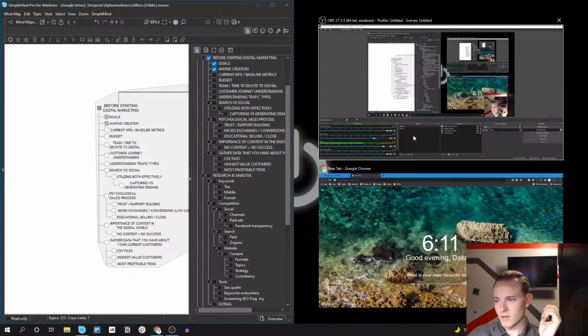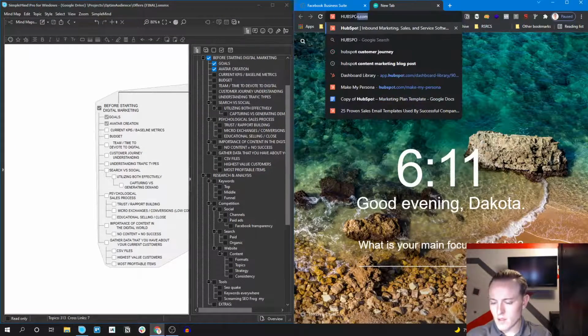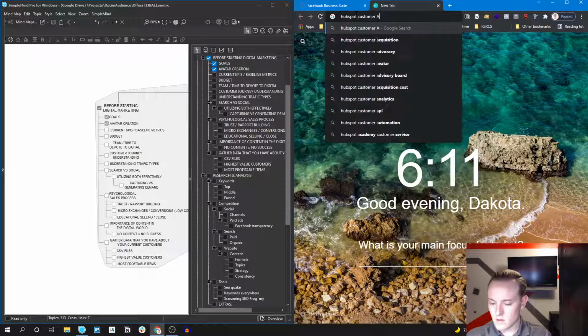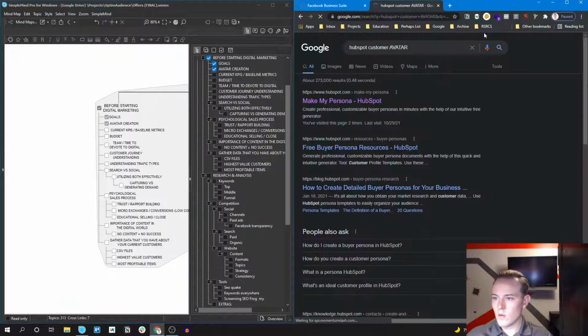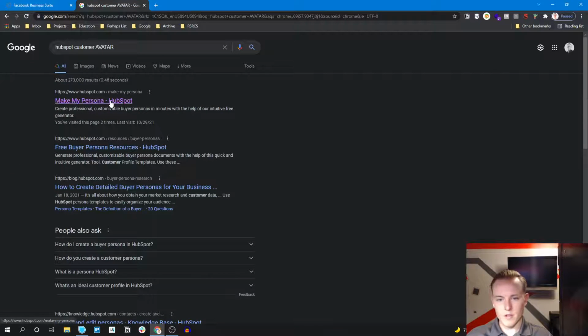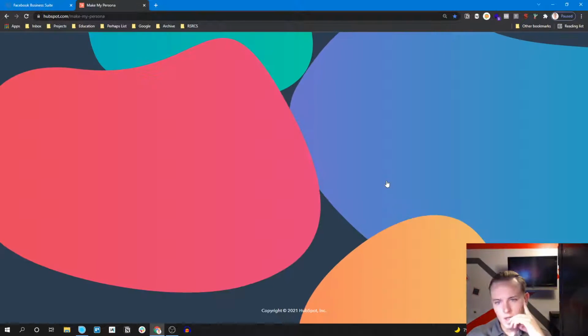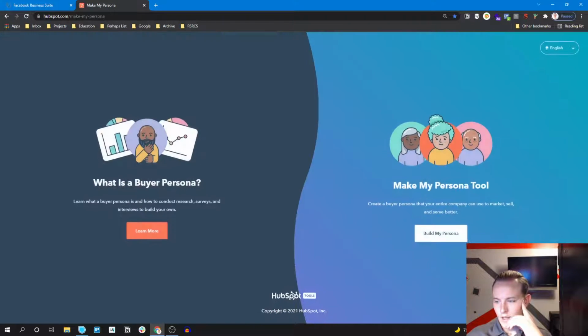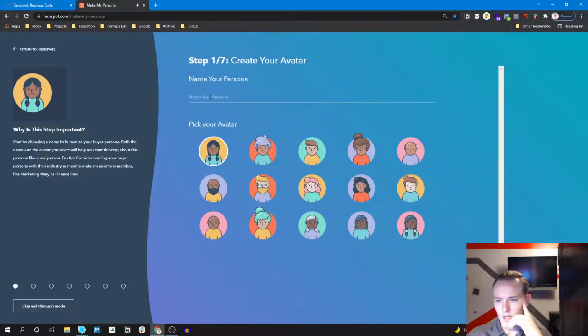So, avatar. Actually, let's go to HubSpot. When you create an avatar, I'm just going to go through this really quick. I think this is going to be solid. I will provide a link to this, but you want to go to HubSpot and go to build my persona. If you already have information on the persona, awesome, you can use that. I'm going to just pretend I'm making a new one.